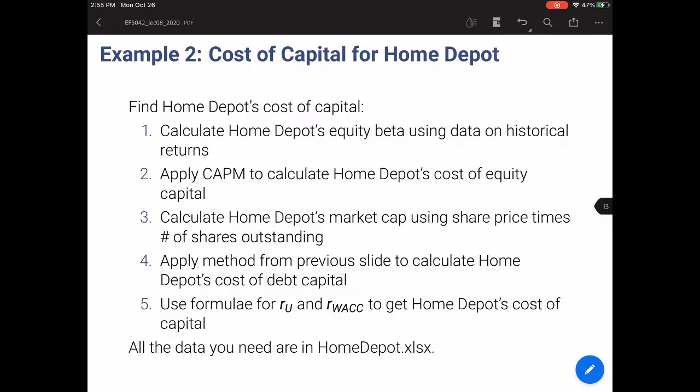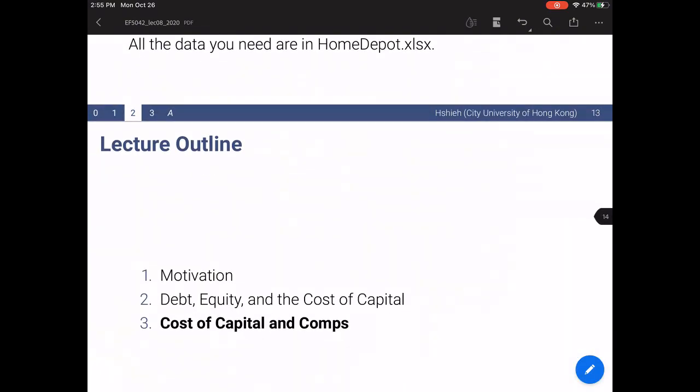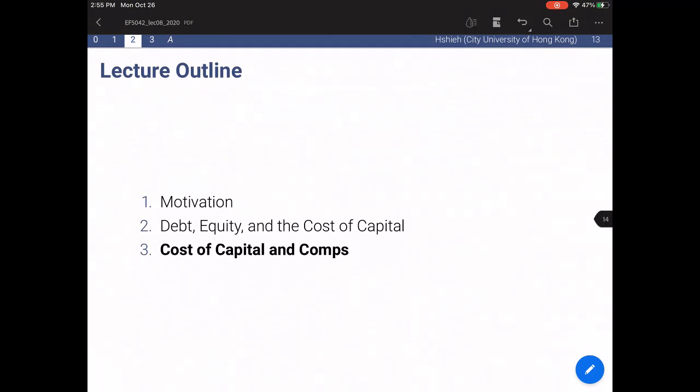All right, so the final topic is going to be about cost of capital and comps. So in the case in which you can't derive the cost of equity or the cost of debt for a firm, then we have to rely on substitutes, right? Firms that look like and behave like the firm you want to value eventually, and we're going to use those other firms to derive a composite beta for both debt and equity.